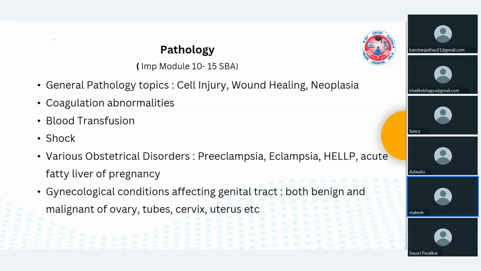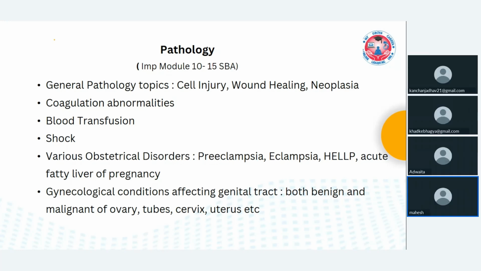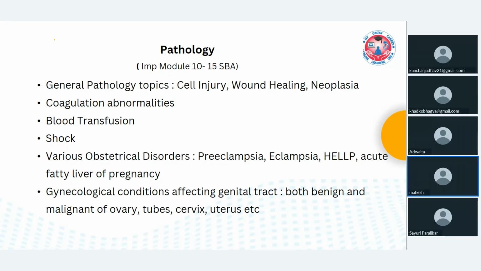Okay. Next module is the pathology module. This is also one of the important modules, and it will have around 10 to 15 SBAs, single best answer questions. Then what are the other topics covered? Cell injury, wound healing, neoplasia, coagulation abnormalities, blood transfusion, shock, various obstetrical disorders like preeclampsia, eclampsia, HELLP syndrome, acute fatty liver of pregnancy, gynecological conditions affecting the genital tract, both benign and malignant conditions of tubes, ovaries, cervix, uterus. They are covered in the pathology module.